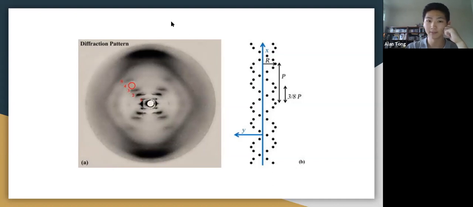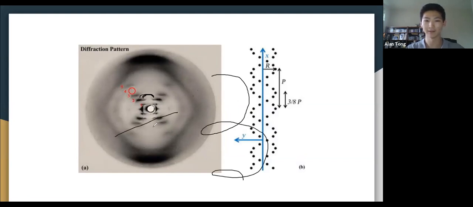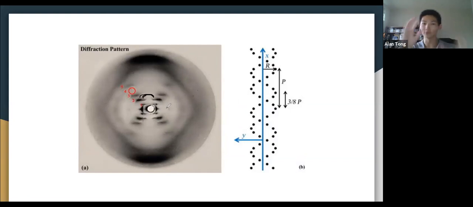Now, the angle at which that X is tells you how tightly wound the helix is. So if it was more tightly wound like that, the X will be smaller like that. And if the helix was like that, the X will maybe be like that. And so you get all these clues from looking at the X-ray diffraction pattern.